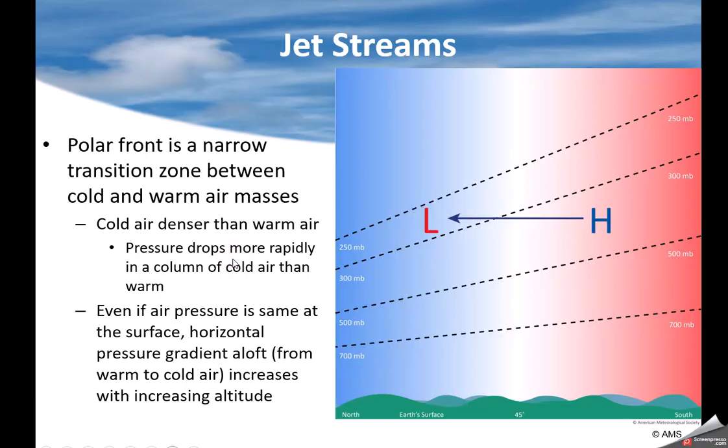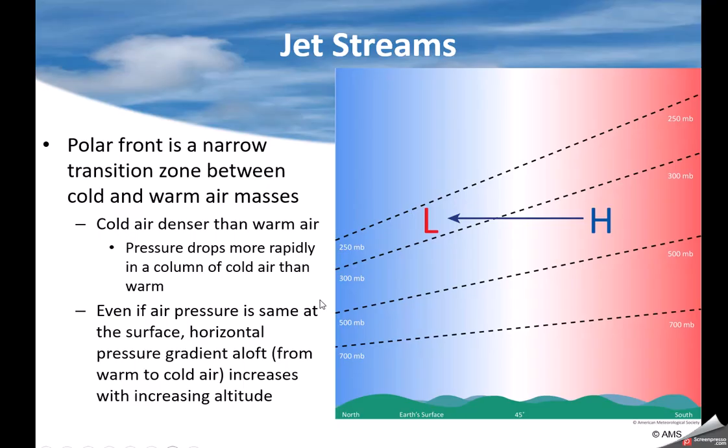All right, jet streams. Jet streams are where the air moves the fastest. They're typically between 200 and 300 millibars. They're going to be higher in the summer and lower in the winter. They're going to be stronger in the winter because there's a greater temperature contrast.